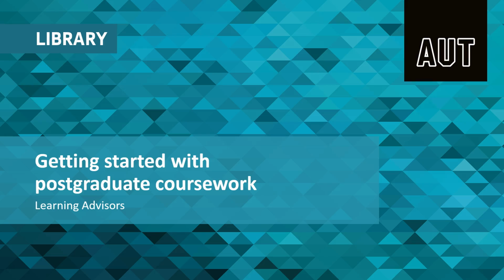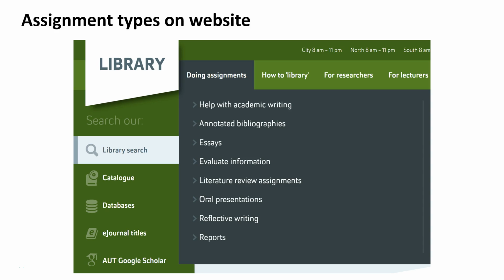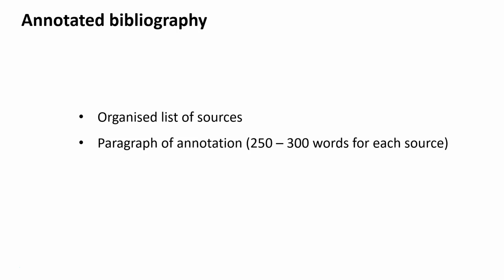Postgraduate coursework may include different assignment types, like annotated bibliographies and literature review assignments. The library website has samples and guidance to help you. An annotated bibliography is an organized list of sources such as articles or book chapters, where each source has a paragraph of annotation, usually about 250 to 300 words for each source. The annotation is a summary that may include description, evaluation, and critique.